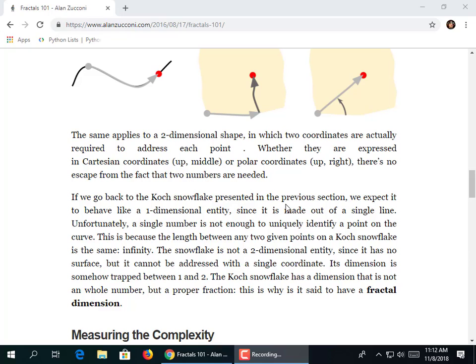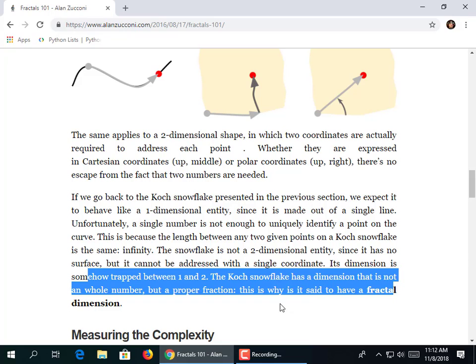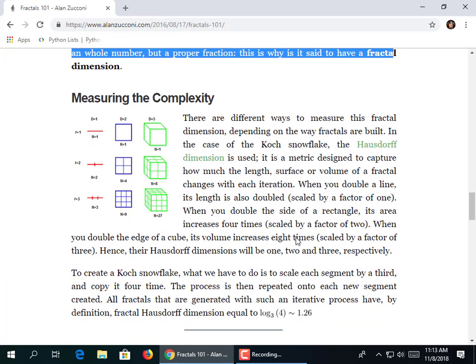If you go back to the Koch snowflake presented in the previous section, you think that it would act like a one-dimensional entity, but with a single number you can't really give a point on that. So it's not a two-dimensional entity either. It's sort of in between 1 and 2. I'm not interested in teaching you guys what that is, but it's trapped between 1 and 2, has a dimension that's not a whole number, but a proper fraction, which is why it's a fractal dimension.